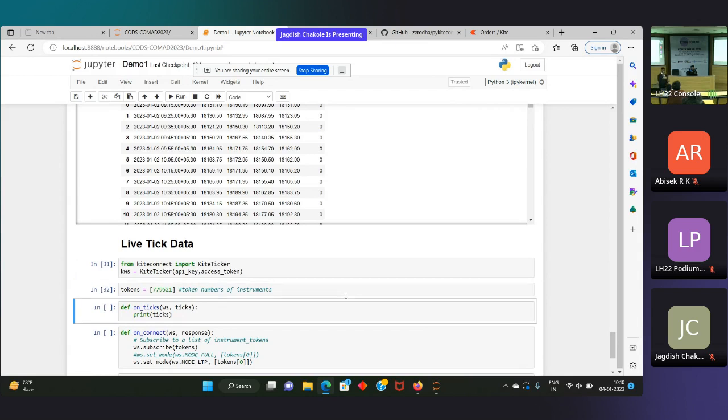Every stock has a unique number, and that number is known as the token number. Token number is attached to every stock. One person has asked a question about calls or puts that expire every 3 months. They also have a unique number, that is the token. Using that token, you can also fetch historical call and put data.